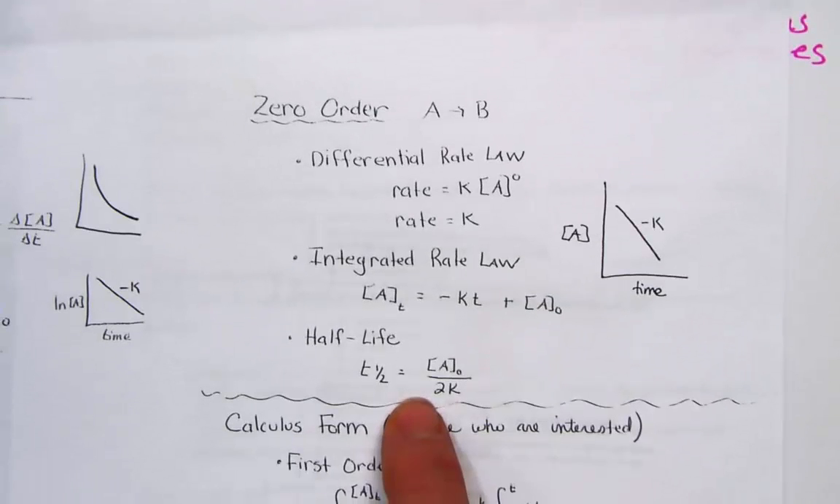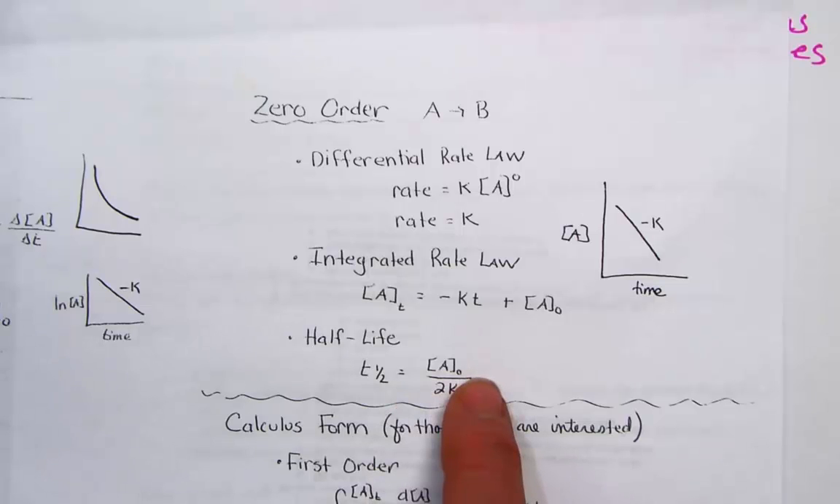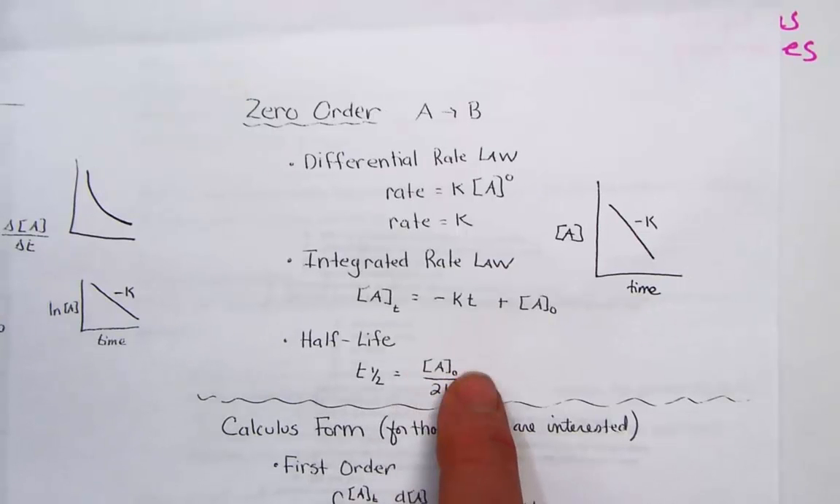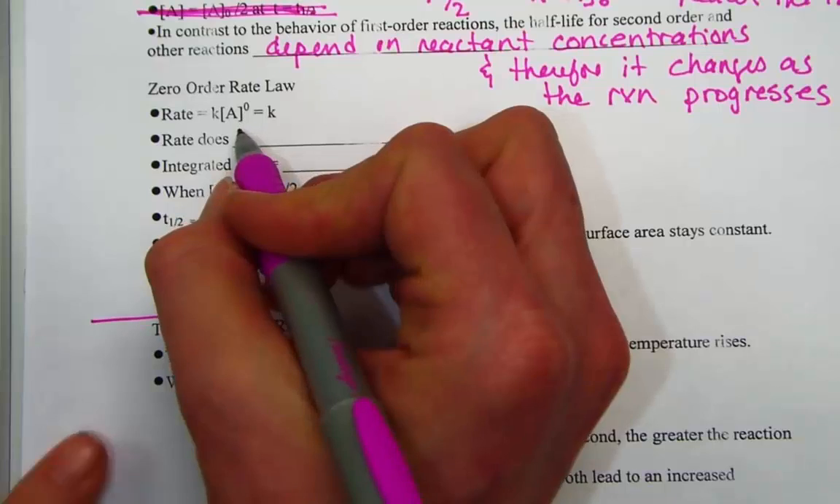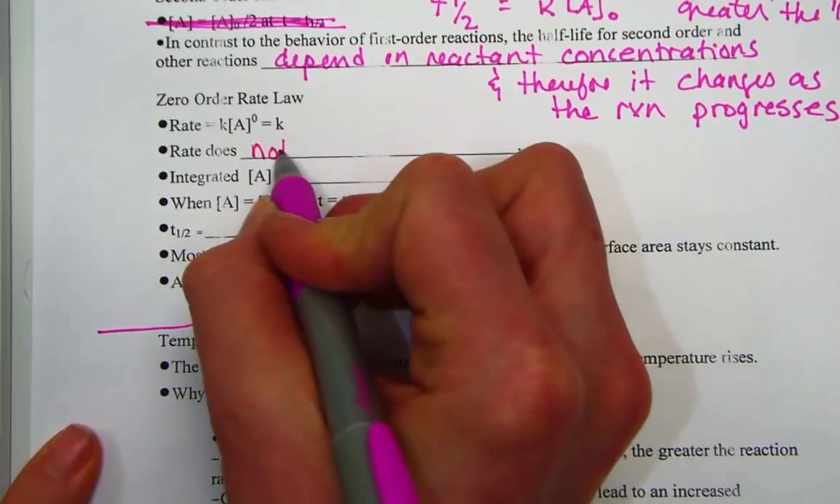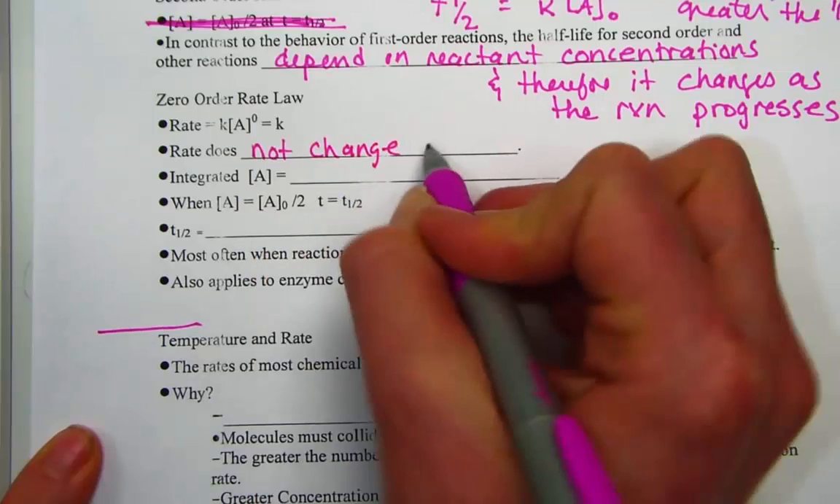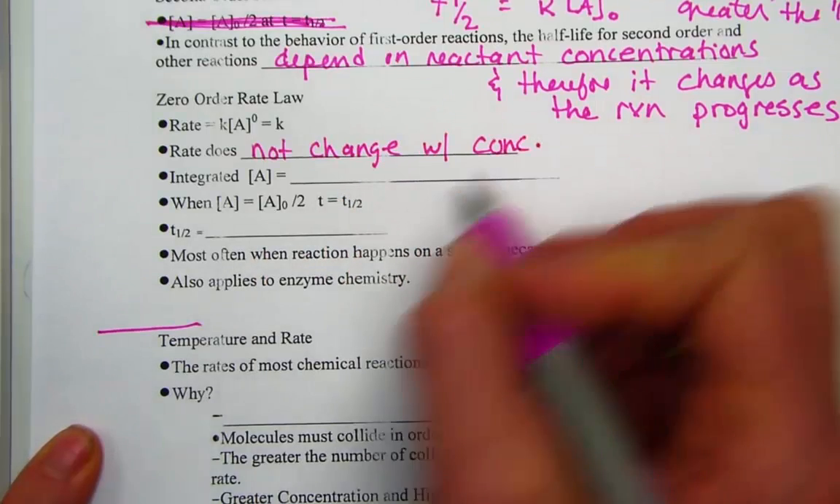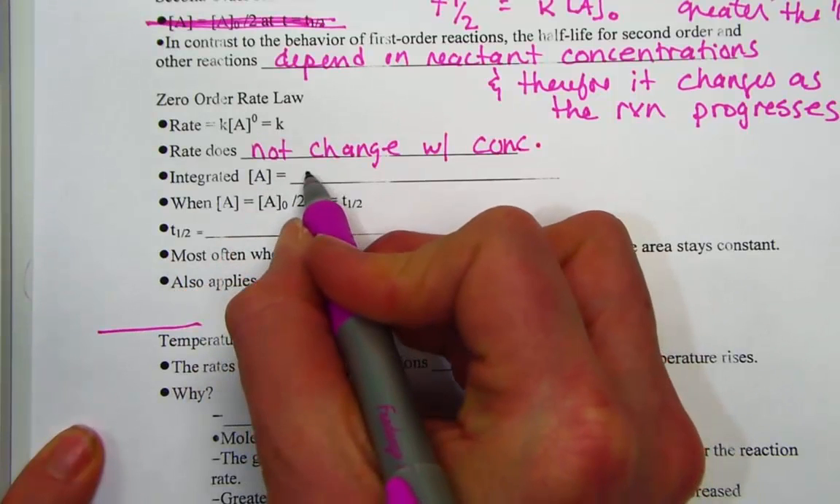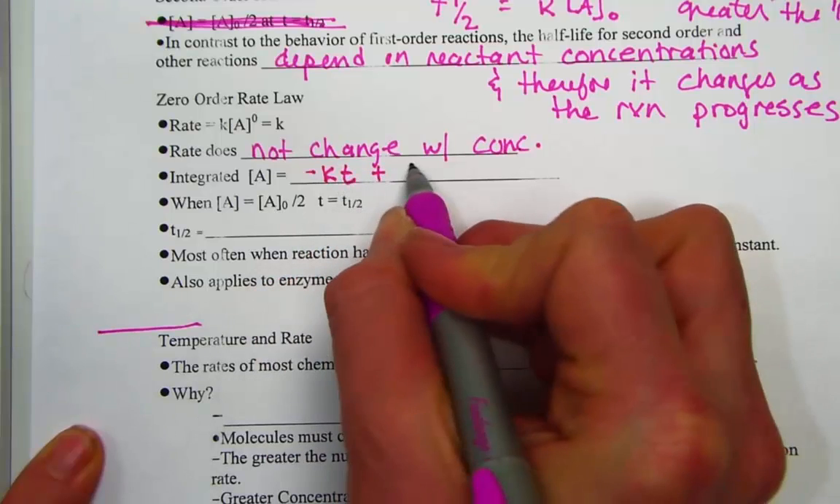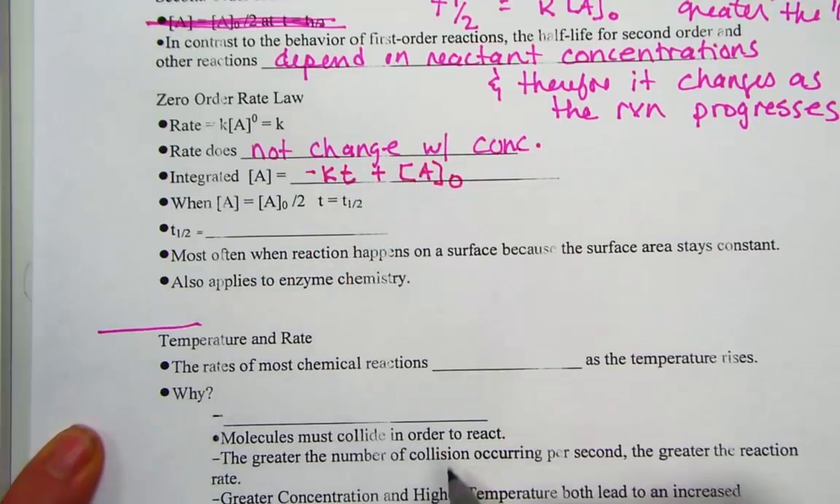And we also can see on our formula page the half-life for a zero order, the original concentration set over 2 times the rate constant K, 1/2 the concentration that was original over the constant K. So we're just really looking at those formulas. So a zero order, the rate does not change with concentration. The integrated form says the concentration of A is directly equal to negative KT plus the concentration of A original value.